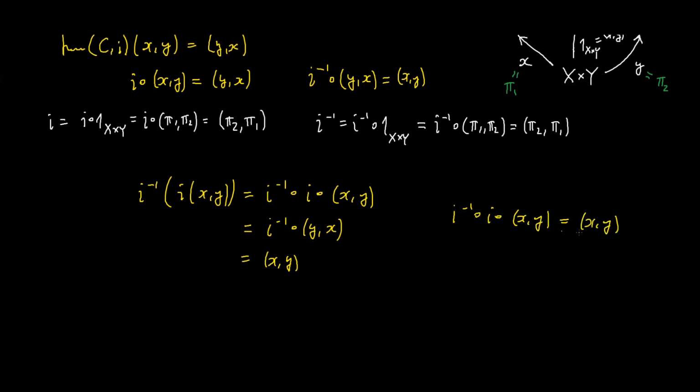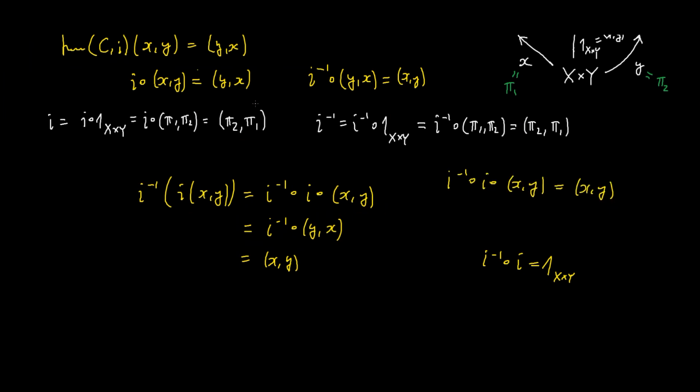I don't want that. I want something stronger. I want I inverse composed with I to be the identity of x cross y. Will I be able to conclude this from having proved that for arbitrary x and y? Any thoughts on that? How to go from there to here?